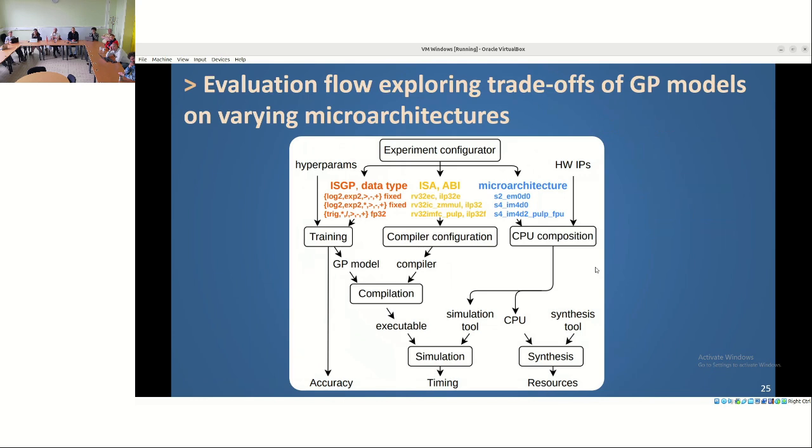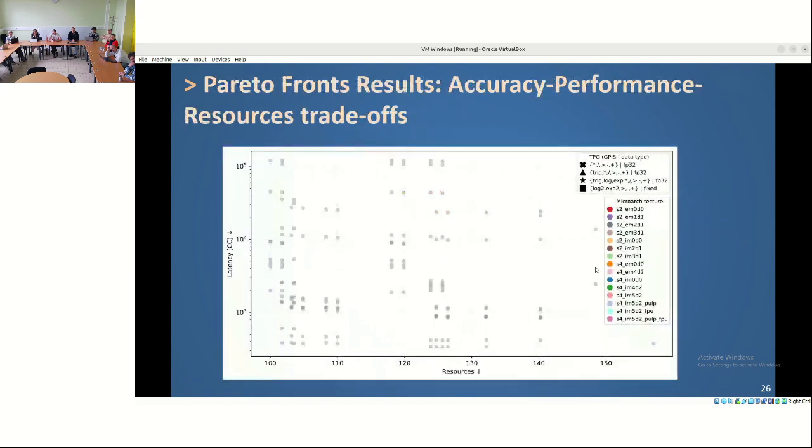So this gives us our entire flow, which is composed of, on the left, the training, in the middle, the compilation and simulation, and on the right, the synthesis of the different microarchitectures. And those results yield solutions on the 3D Pareto front. So we have one dimension, which is the performance in clock cycles on the left, one dimension, which is the resource cost of the different microarchitectures, and one dimension, which is the accuracy of the solution.